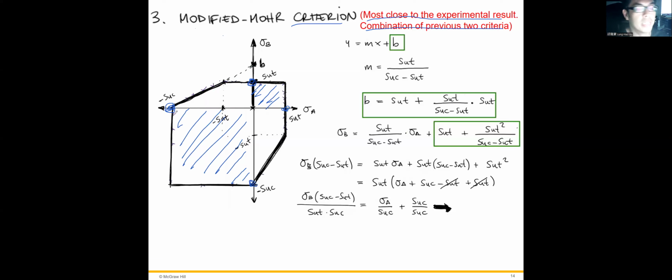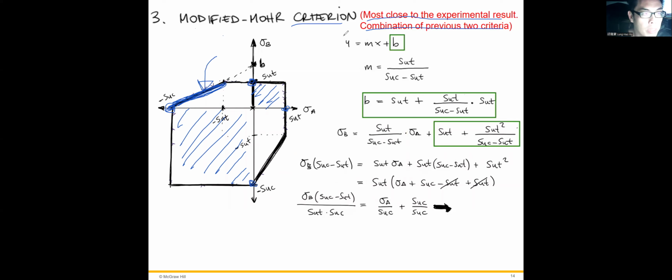However, here we can just use the linear equation of the Coulomb-Mohr criterion. Similarly, we have to find the linear equation of the modified Mohr criterion. So we have to find this linear equation.